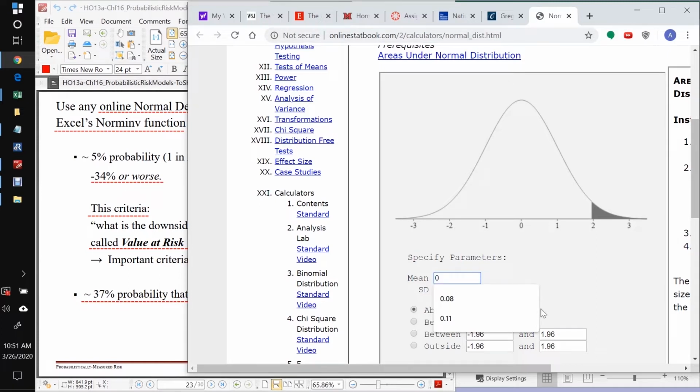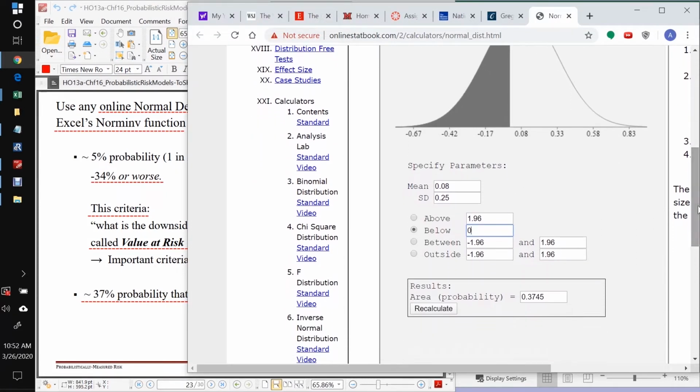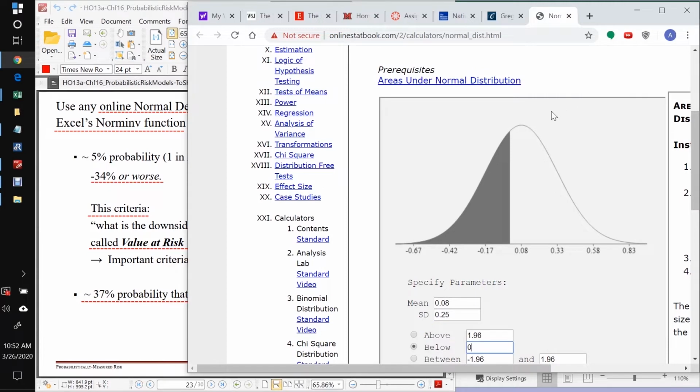It's pretty simple. And I'm going to put in our mean of 8%, and I'm going to put in our standard deviation of 25%, and I want below 0. Okay, and what I find for that is that we have about a 37% probability in any given year that we're going to have a negative return. So if you're a little bit shaky on using the normal distribution to do the types of things we're doing here, I strongly recommend playing around with one of these online calculators. They're very good at illustrating what's going on here.